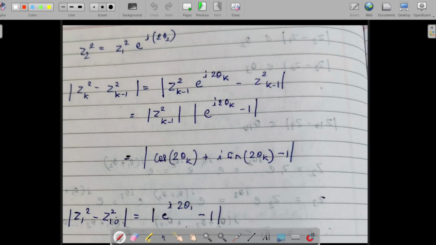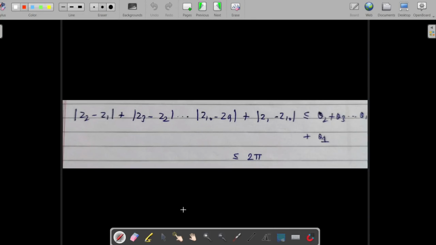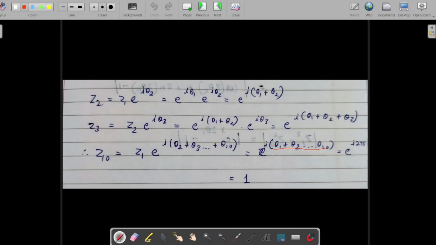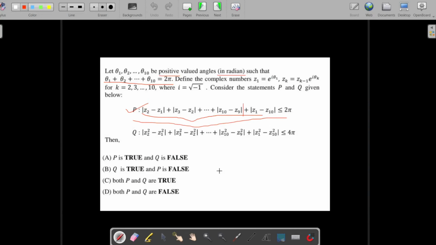And then you take the modulus exactly similar to the previous case, and here also z1 square minus z10 square will be again the same thing, that instead of theta you will have 2 theta, here you will have 2 theta, here also you will have 2 theta, exactly same as the previous case. So when you take the factor of 2 there, you will find that this complete statement is also true. So both P and Q are true is the answer to this question.